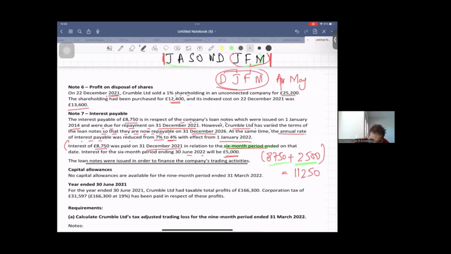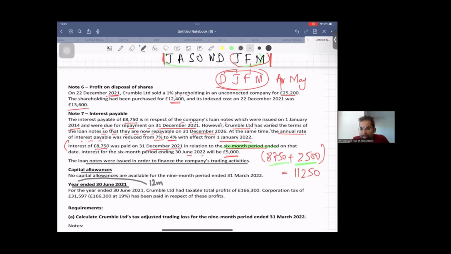Now, next thing is capital allowances. There is no capital allowance. Okay. Forget it. Year ended 30th June 21. See, this current accounting period is 9 months. No doubt, current accounting period is 9 months. But the previous accounting period is year. See, they are using the word year. Year means 12 months. So the previous accounting period is 12 months period.